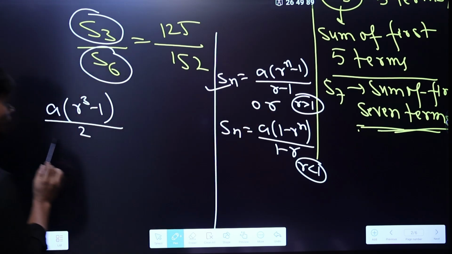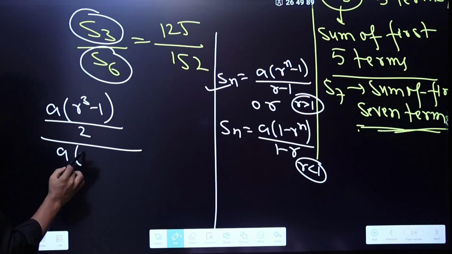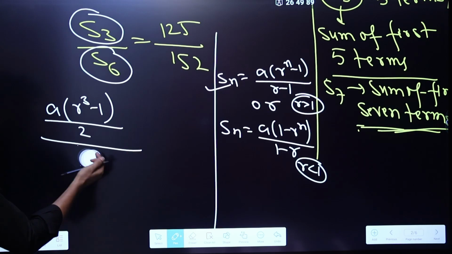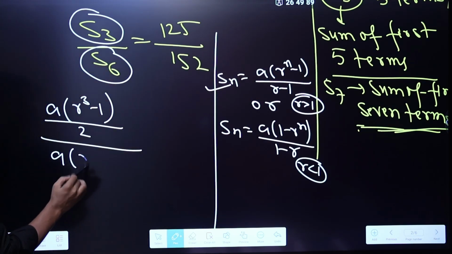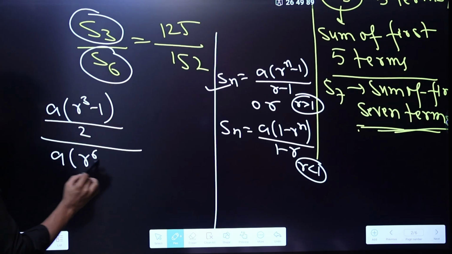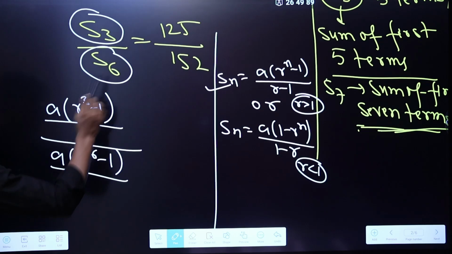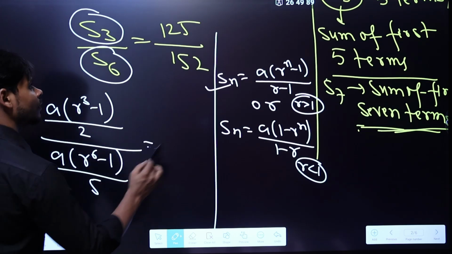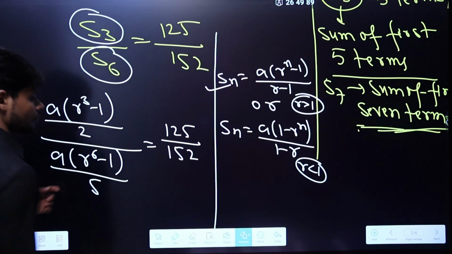3 minus 1 is 2, whole divided by a, as it is 1. Sorry. Again we have to use the same formula. Okay? So it will be a bracket R raised to power n, in this case n is 6, minus 1, whole divided by R minus 1, which is 6 minus 1, that is nothing but 5, and we are given this ratio as 125 divided by 152. Now let's solve this question.